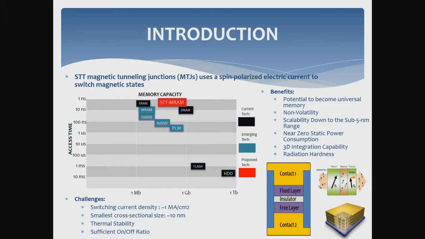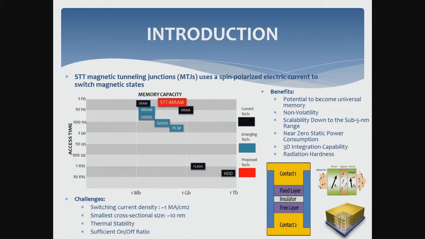In terms of where this could perform, we can look at this graph right here. In terms of access time and memory capacity, we propose a device that will have the speed of static RAM, the architectural density of dynamic RAM, and of course the non-volatility of flash. In order for this to become truly a universal memory, we want to push this to the right, where we can have optimal memory capacity and sufficiently high access time.